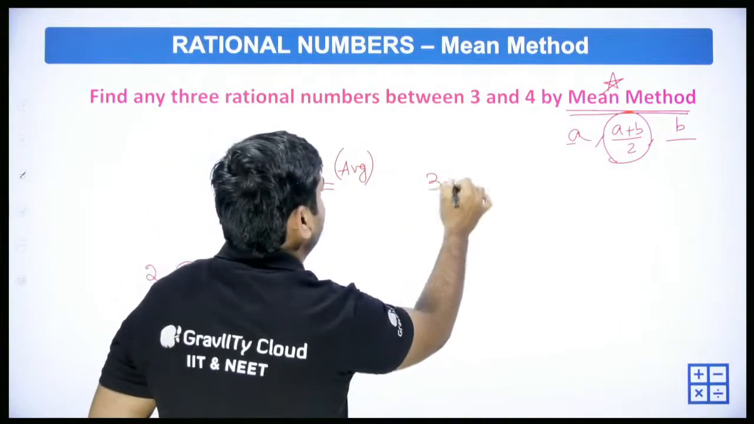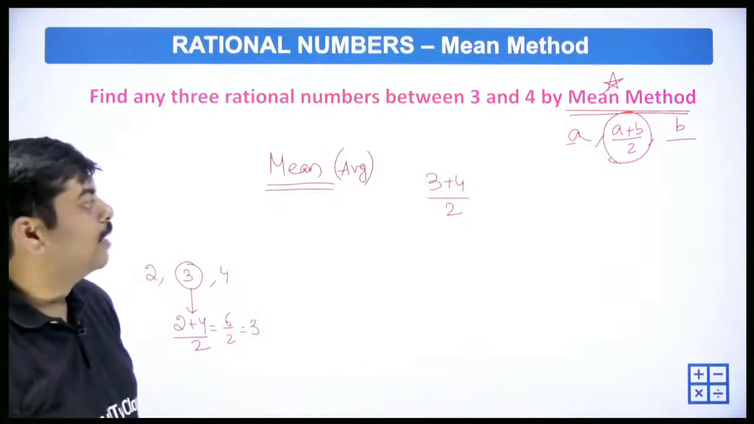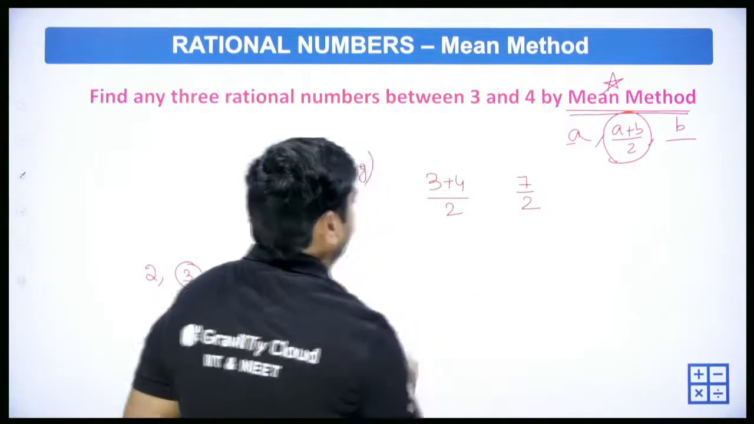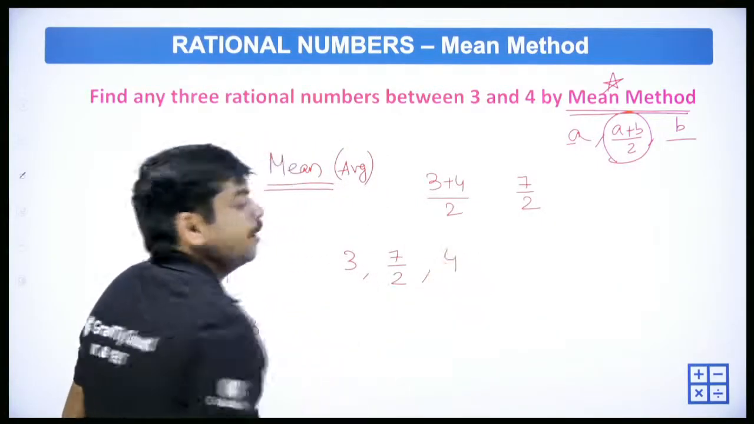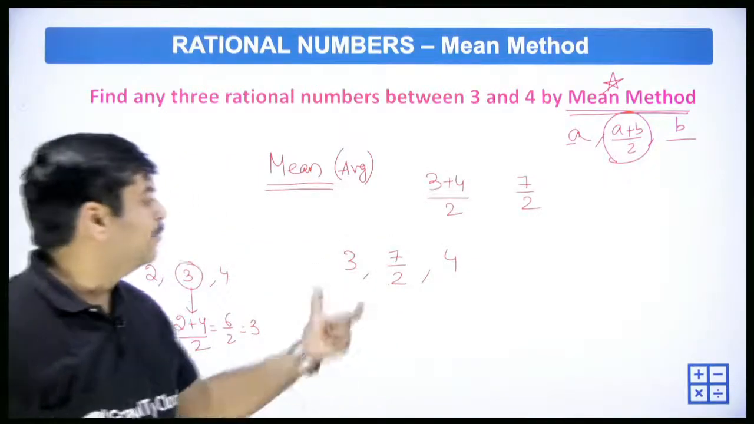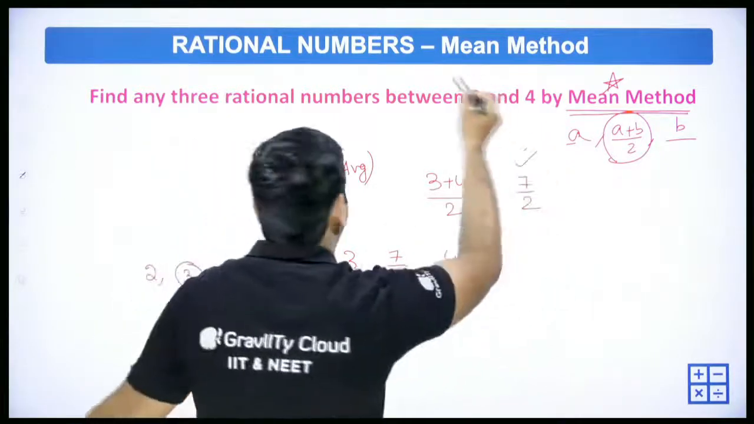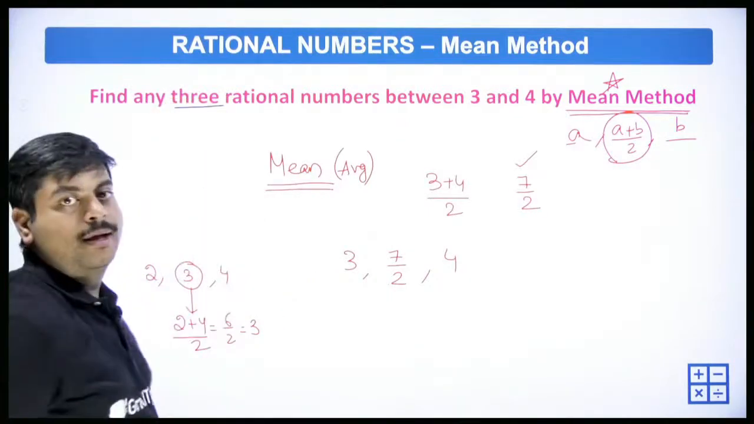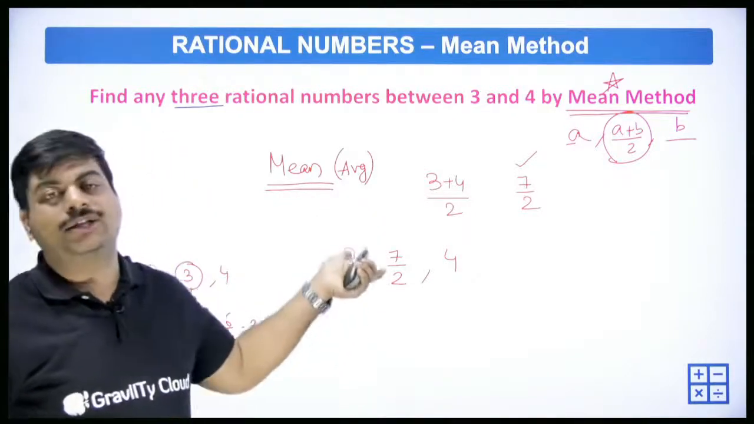So we have a rational number between 3 and 4. We have 3 plus 4 by 2. So 3 plus 4 is 7, 7 by 2. So this is a number between 3 and 4: 3, 7 by 2 and 4. If you need one more number in between 3 and 4, you can simply find a number between 3 and 7 by 2, correct? This is one number, done. But how many numbers do we need? We need 3 rational numbers.